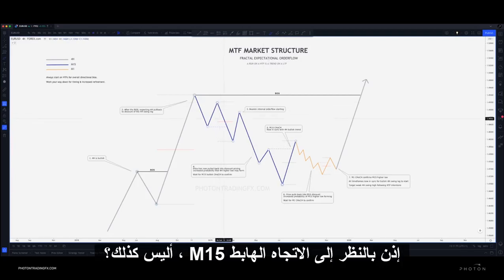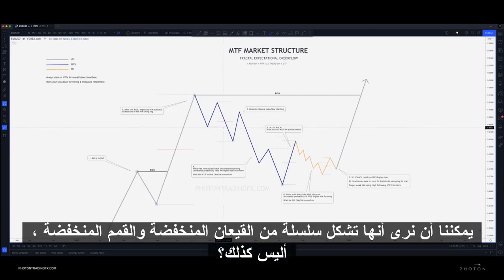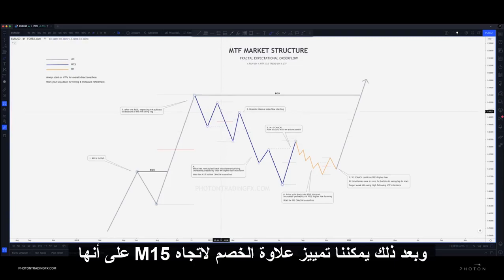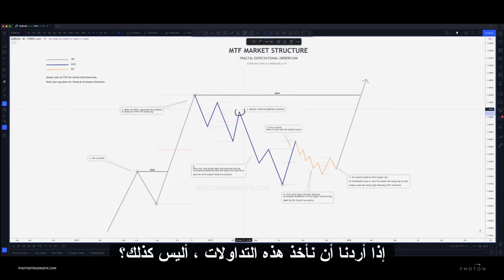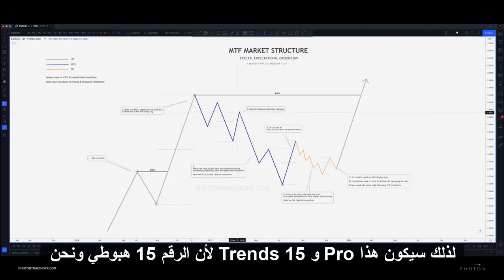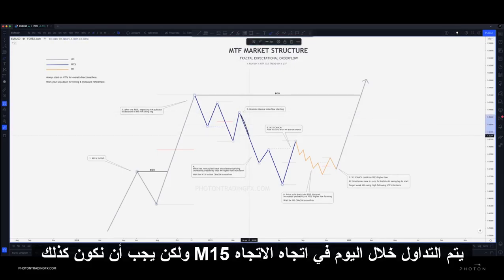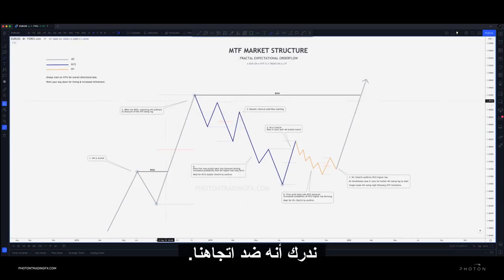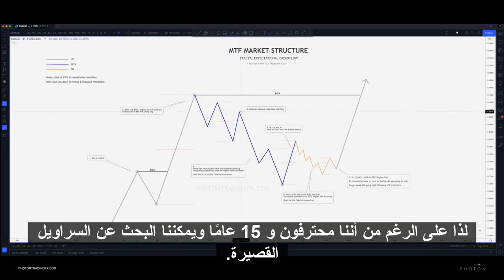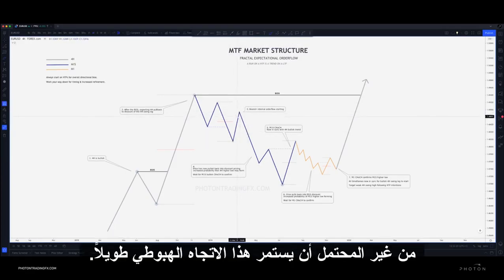So looking at the M15 bearish trend, we can see it forming a series of lower lows and lower highs, and then we can mark out the premium and discount of the M15 trend as well if we want to take these trades. So this would be pro M15 trend because the M15 is bearish, and we can take those short-term intraday trades in the direction of the M15 trend, but we have to be aware that it is against the 4-hour trend. So although we are pro M15 and we can be looking for shorts, we have to be aware that this bearish trend is probably not likely to continue that long.